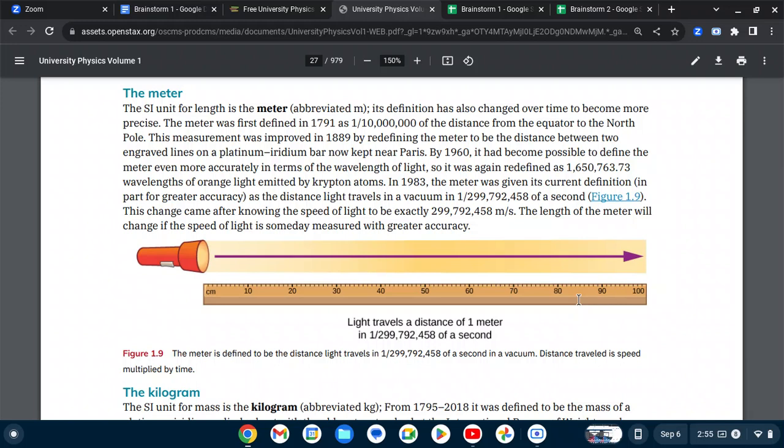In 1983, the meter was given its current definition as the distance light travels in a vacuum at 1 over 299,792,458 of a second. This change came after knowing the speed of light to be exactly 299,792,458 meters per second. The length of the meter will change if the speed of light is someday measured with greater accuracy.